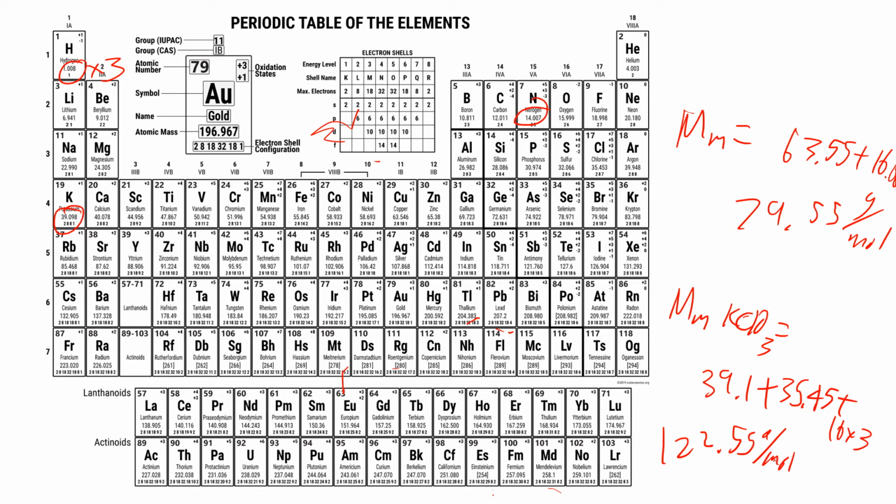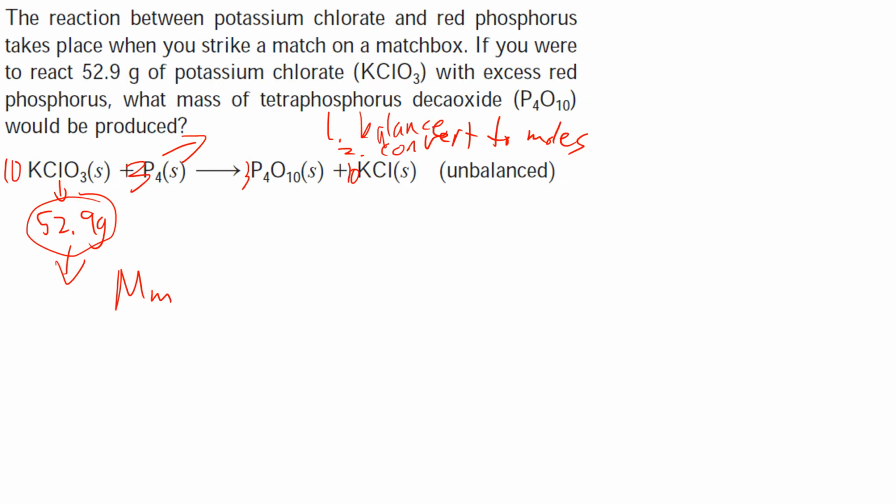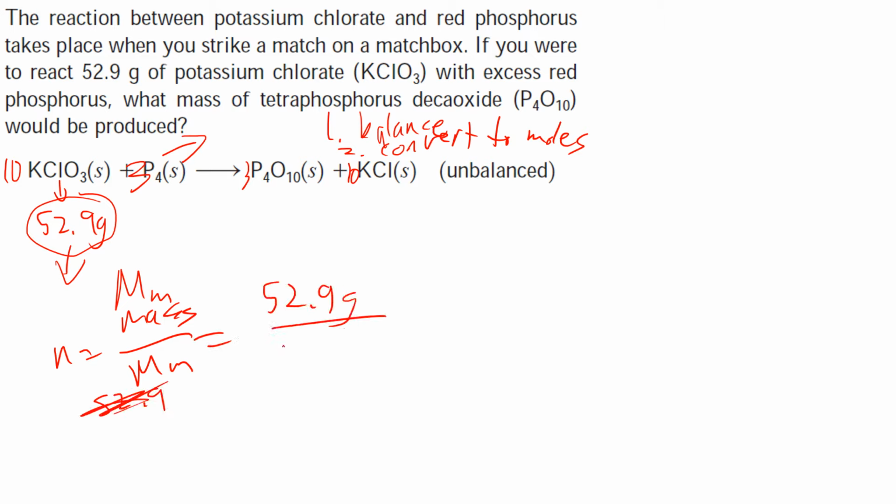So if we had 6.02 times 10 to the 23 molecules of potassium chlorate, it would weigh 122.55 grams. And we know moles is equal to mass over molar mass. So we have the mass of 52.9 grams divided by the molar mass, which is 122.55.